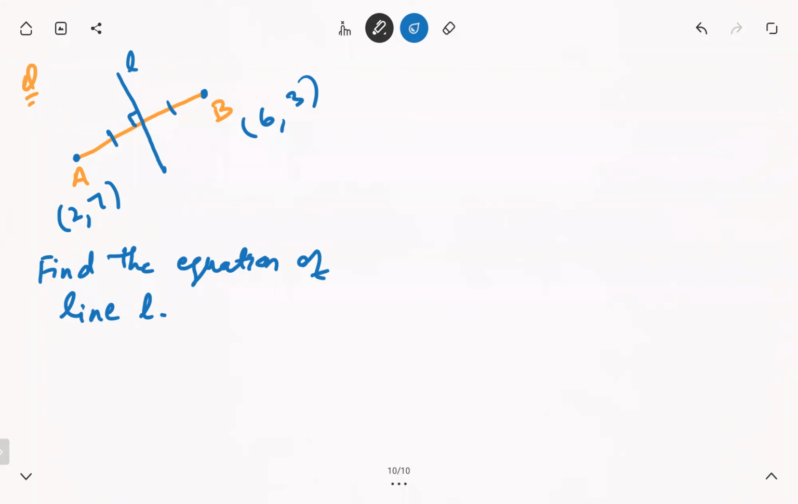Hussein is saying that its equation is y is equal to x plus 1. Muniba is saying y is equal to x minus 1. Let's see which one is correct. The majority are saying x plus 1. Muniba, you need to recheck. Alishba is saying y is equal to x plus 1. Let's see.